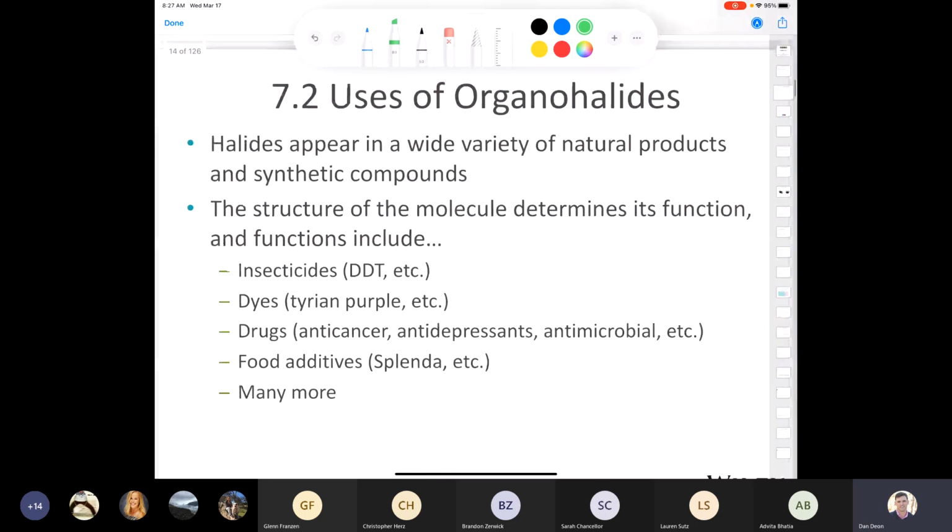But some other organohalides, chemists thought for a long time that organohalides were all poisonous because of compounds like PCB. So PCB is a polychlorinated biphenyl. And I'm sure a lot of you have heard of PCBs. They were used as coolants and insulators, but they were determined to be bad for the environment.